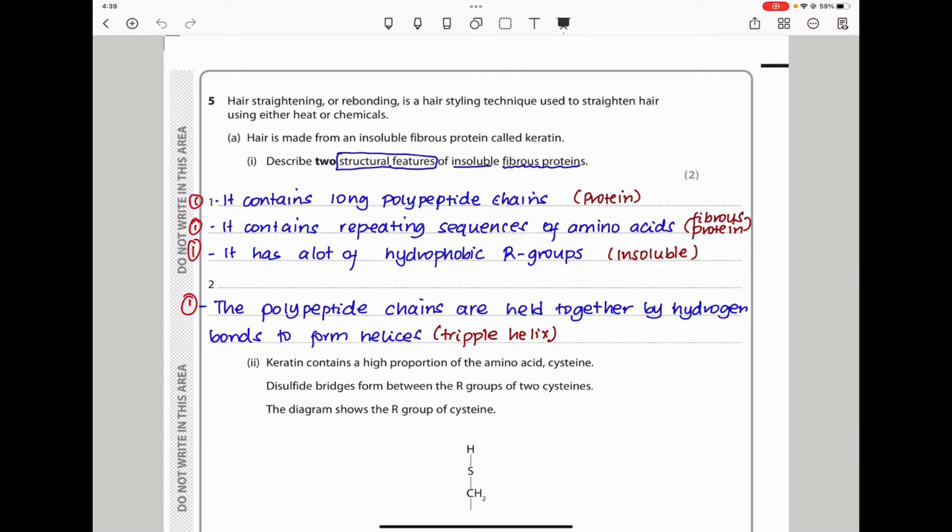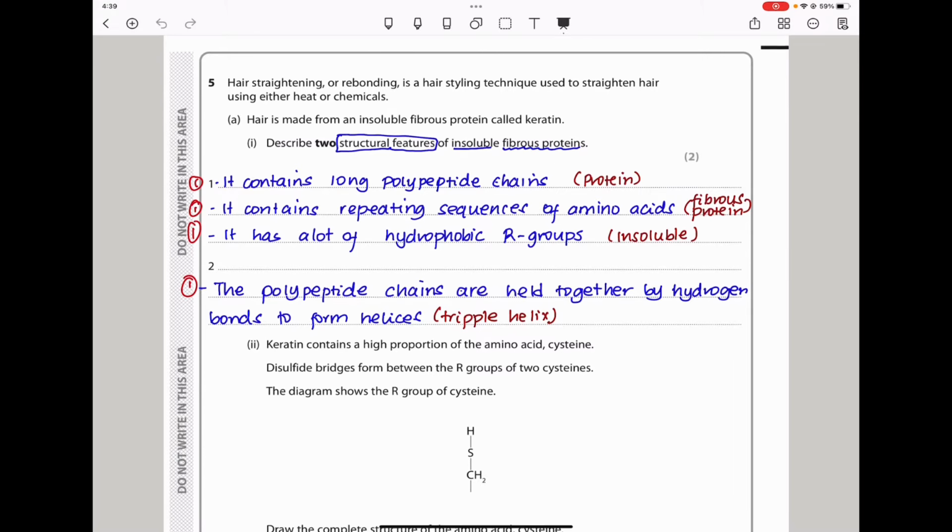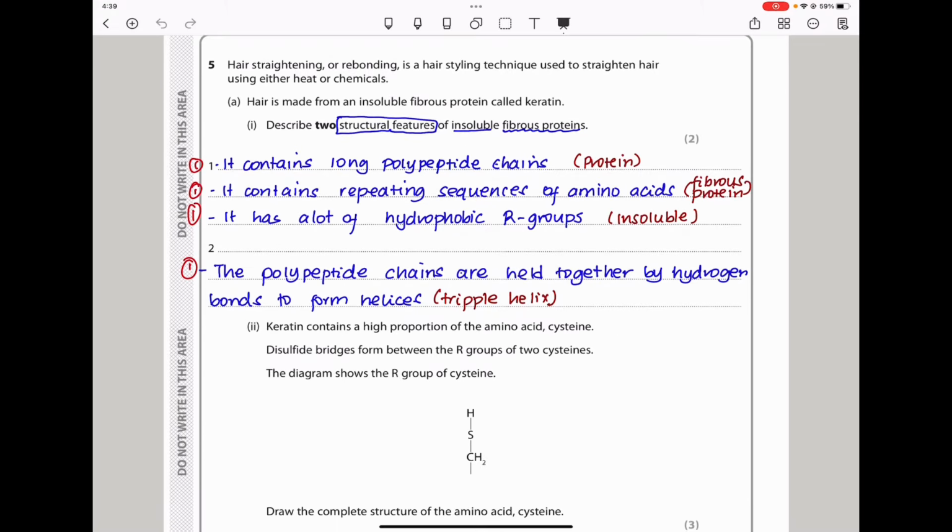Lastly, I say the polypeptide chains are held together by hydrogen bonds to form helices, or these are triple helices. All fibrous proteins have that triple helix or triple helices held together by hydrogen bonds. So here they only wanted 2 points for 2 marks. If you had written 2 of these, you would get a full mark.